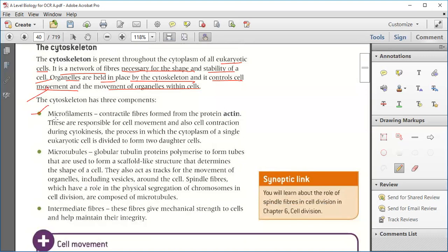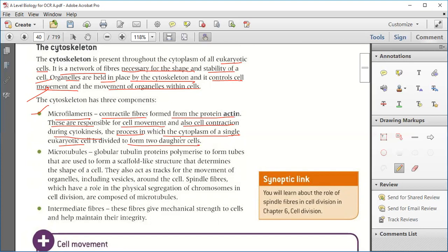The first one is the microfilament. Micro means small, filament means thread-like structure. These are contractile fibers formed from the protein actin. They are responsible for cell movement and cell contraction. So these are thread-like structures, and they are responsible for cell movement and the cell constriction during cytokinesis. Cytokinesis is the process in which the cytoplasm of a single eukaryotic cell is divided to form two daughter cells.